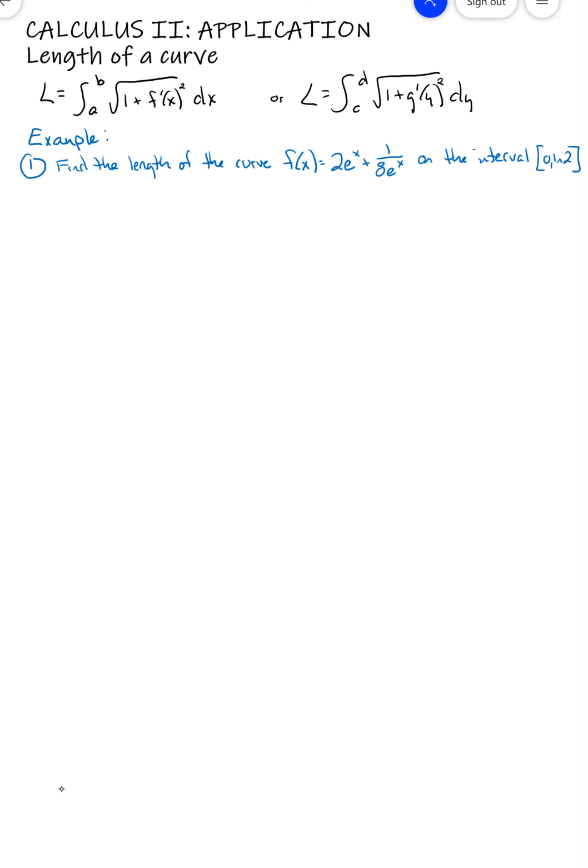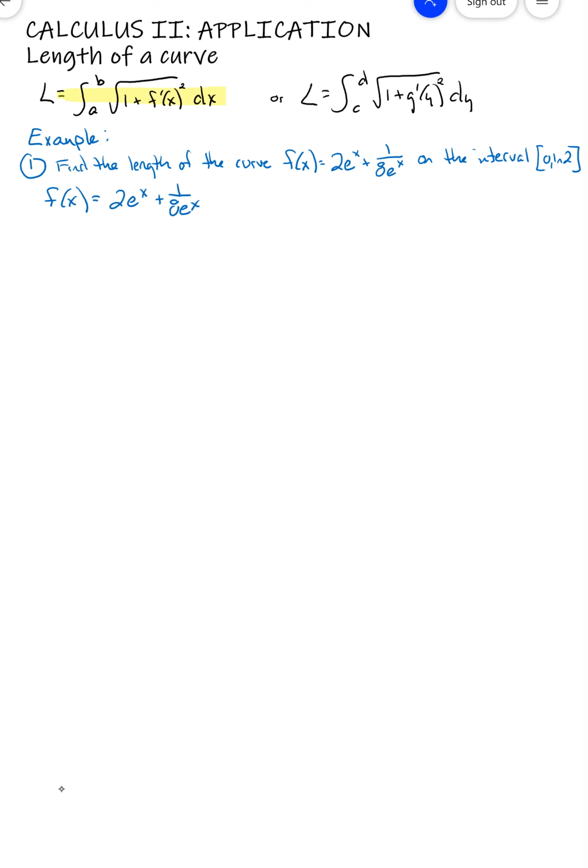I want to go over an application where we determine the length of a curve. Let us find the length of the curve f of x, described by 2e to the x plus 1 over 8e to the x on the interval from 0 to the natural log of 2. To begin with, we have our function f of x is 2e to the x plus 1 over 8e to the x. Now, we're looking at this in terms of x's, so we'll use this first formula.